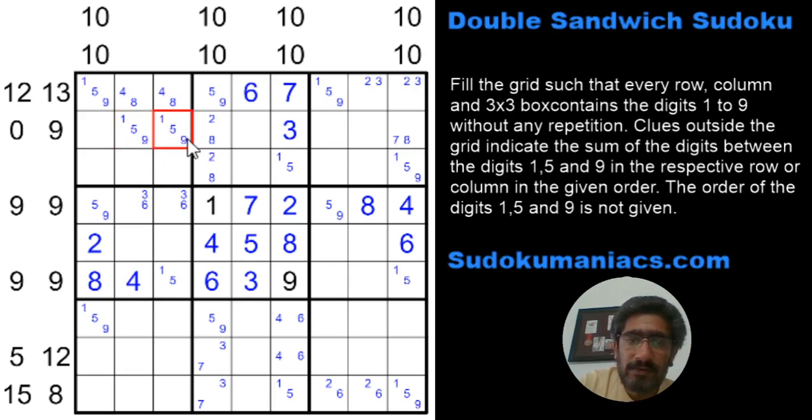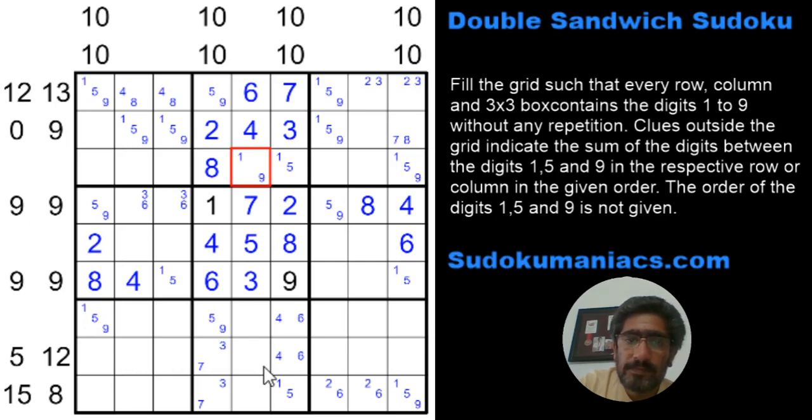Now between this and the next, I can't have a 1, 5, 9 here. The reason is I cannot have a sum of 9 here. So obviously the 1, 5, 9 has to be here, because the sum of 3 digits has to be 9. So that can only be 2, 4, 3. So even this has been taken care of.